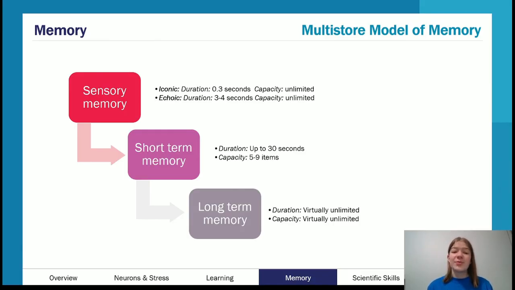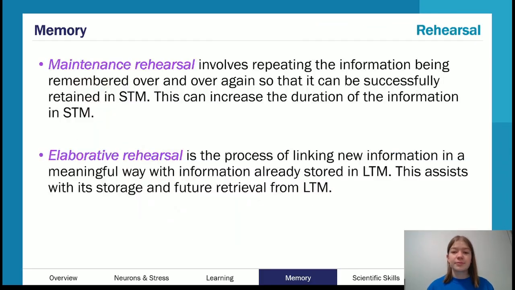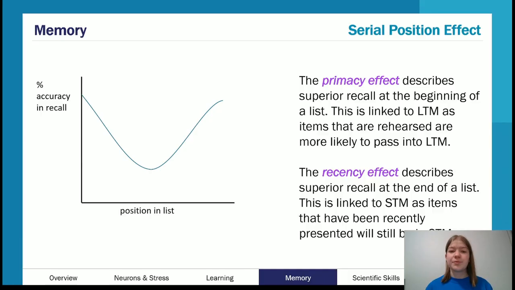Then we can consolidate memories from our short-term memory into our long-term memory. This has a virtually unlimited duration and capacity. Of course, we can forget things, we can have various types of interference going on, but theoretically, unlimited duration and capacity. We also have our different types of rehearsal. In maintenance rehearsal, we repeat the information in order to sustain it in short-term memory. In elaborative rehearsal, we link our new information in a meaningful way with other information that we have, which is going to help with storage and future retrieval from long-term memory.